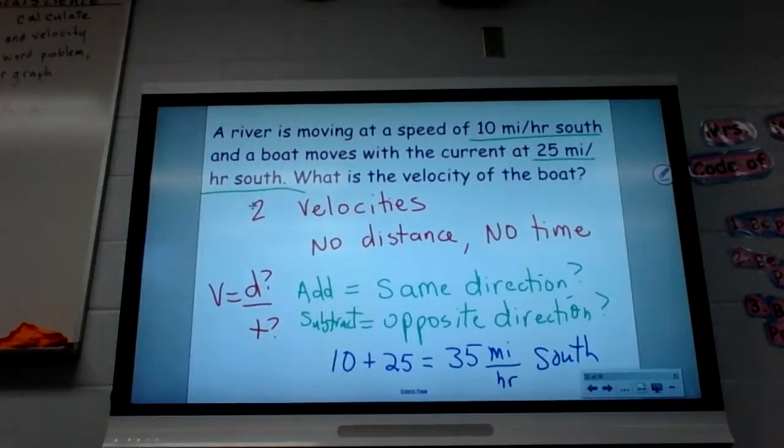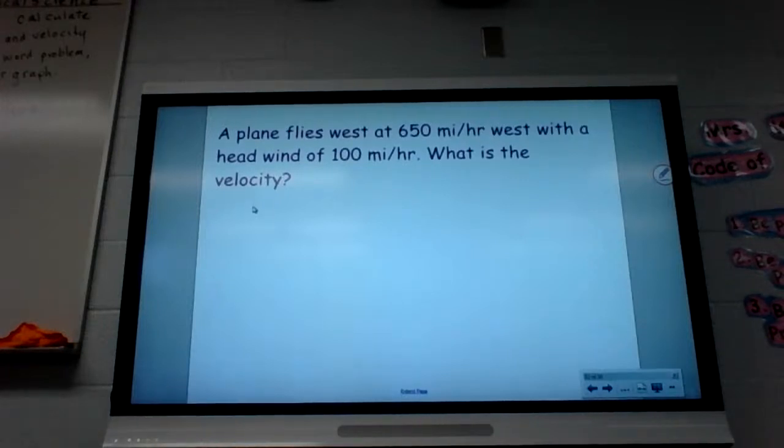Now, let's say, and you don't have to write this one, but just to offer some contrast, let's say that we have this one. A plane flies 650 miles per hour west with a headwind of 100 miles per hour. What's the velocity? What does a headwind mean? It's coming at the plane.